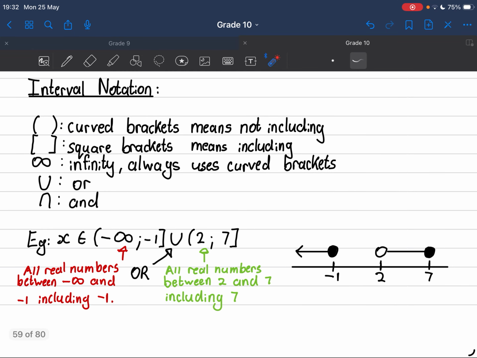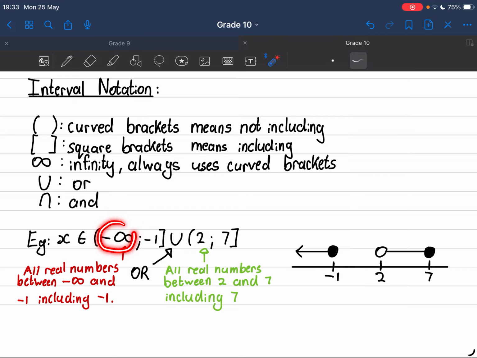Now, here's an example of something written with interval notation. Here we say x is an element of. That means we're giving it a name. The variable x contains all the numbers that are an element of these points. So x is an element of whatever this says. Now what does this say? We've got a curved bracket because of negative infinity. Remember, infinity uses a curved bracket. So that means starting from this point, from the first number to the second number.